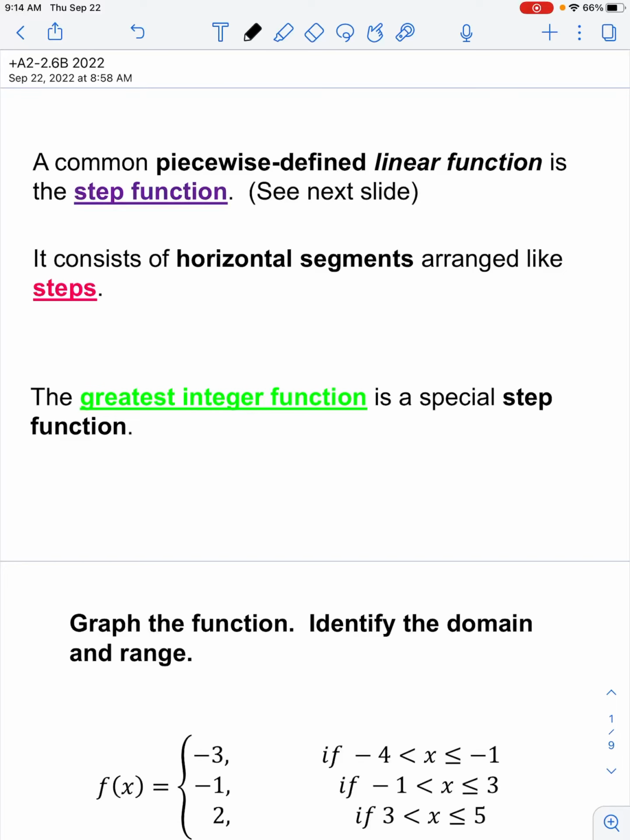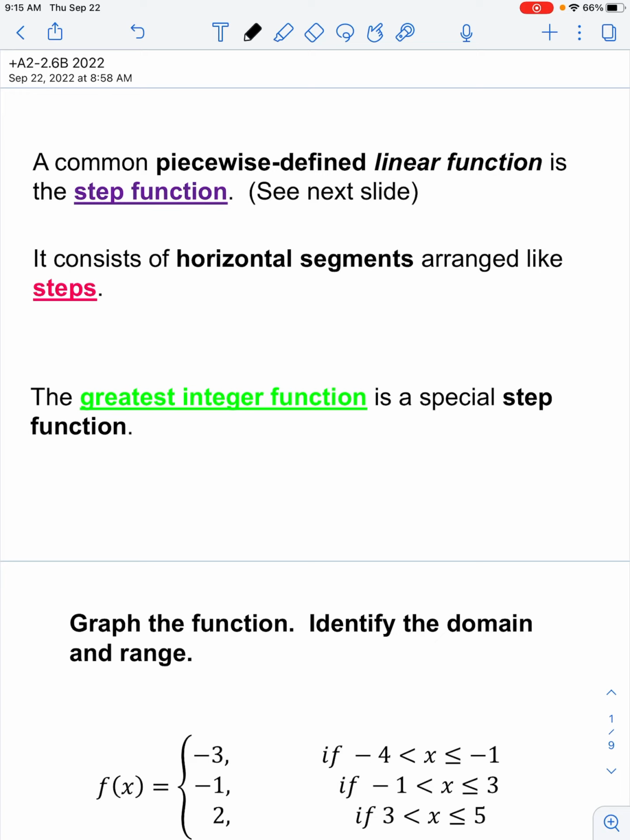This is the lesson for section 2.6b, the greatest integer function. As you can see from our PowerPoint, a common piecewise defined linear function is the step function. In a moment, I will give you a chance to graph the piecewise defined function to see what I mean. A step function always consists of horizontal segments arranged like steps. That's why it's called a step function.